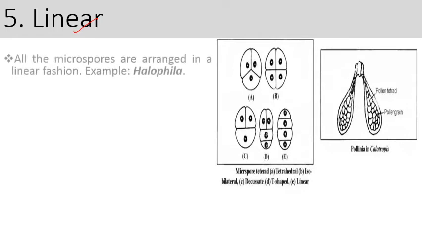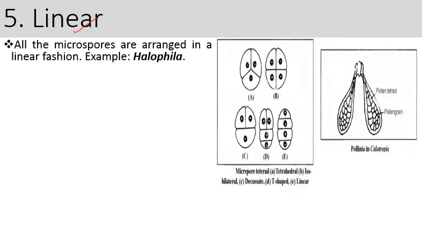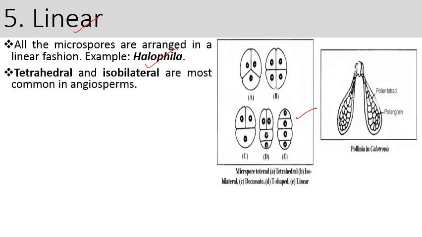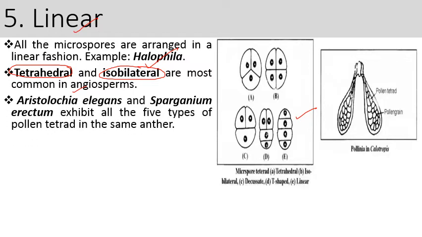Next is linear. This is one of the simplest types. Here the pollen grains are arranged in linear fashion. So microspores are arranged in linear fashion. For example, we have Halophila. Then the tetrahedral and isobilateral types of pollen tetrad are the most frequent, most common types of pollen tetrad which are found in angiosperms. Then Aristolochia elegans. This is an important fact.